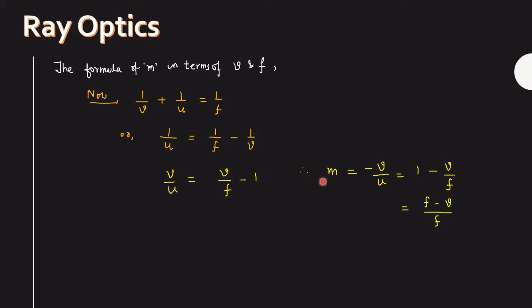Okay, and thus we know from the earlier obtained formula of magnification, m equals minus v by u, and thus simply multiplying by minus 1 with this equation, we obtain 1 minus v by f, and thus f minus v divided by f, and thus we obtain an equation of magnification in the form of f minus v by f when no object distance has been mentioned.